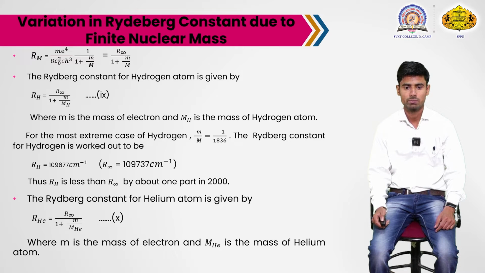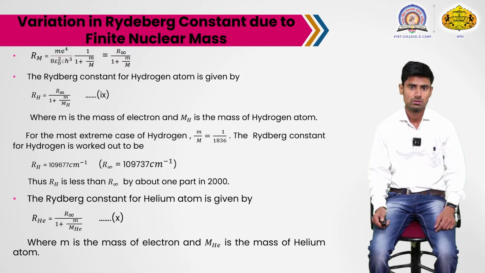Similarly, we can find the Rydberg constant for helium atom. Here we have to just substitute the mass of the helium nucleus. By using equation 10, you can find the Rydberg constant for helium atom.